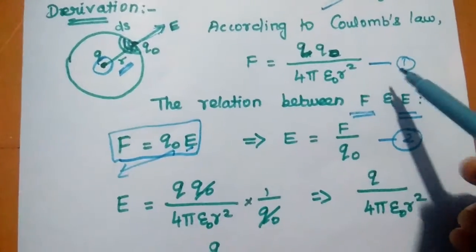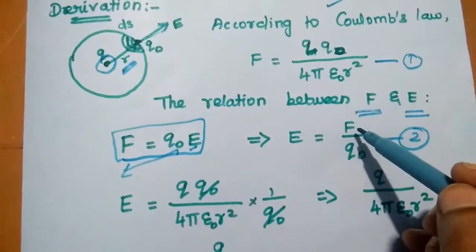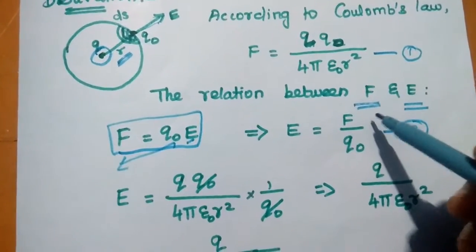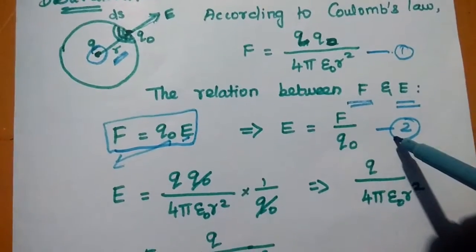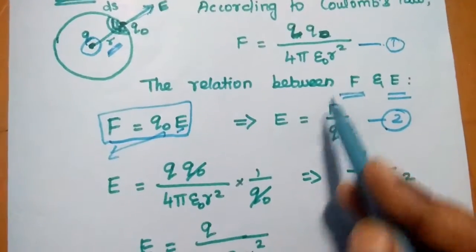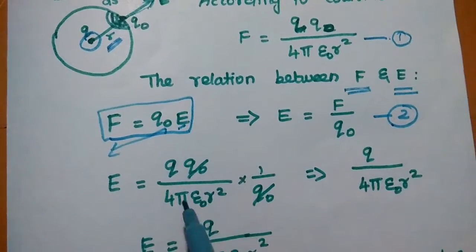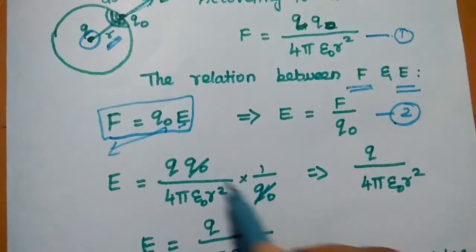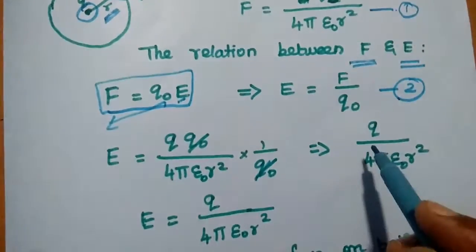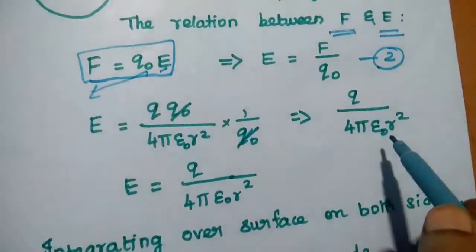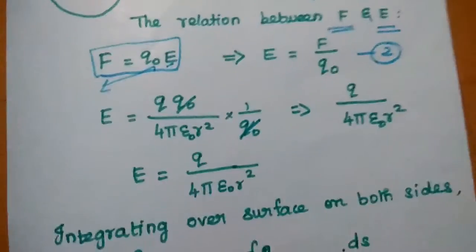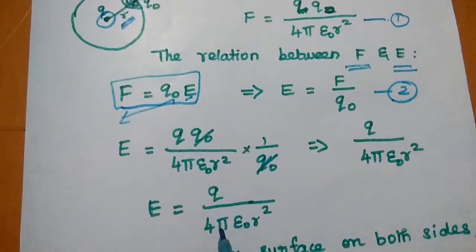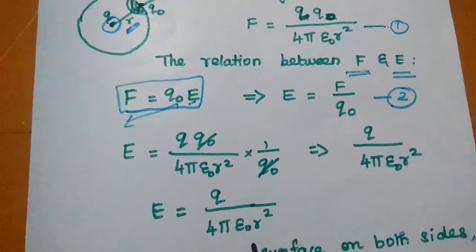Now, we are going to substitute the value of the force F from the first equation into the second equation. You will get F replaced by Q Q naught divided by 4 pi epsilon naught r squared, and in the denominator we have Q naught. So, Q naught cancel each other. Now, I get Q by 4 pi epsilon naught r square. So, the electric field intensity is equal to Q divided by 4 pi epsilon naught r squared.